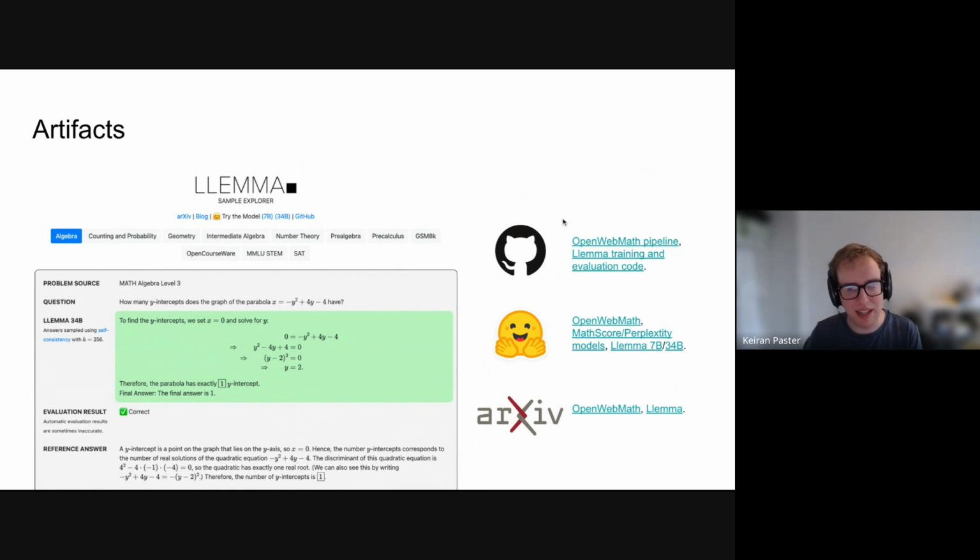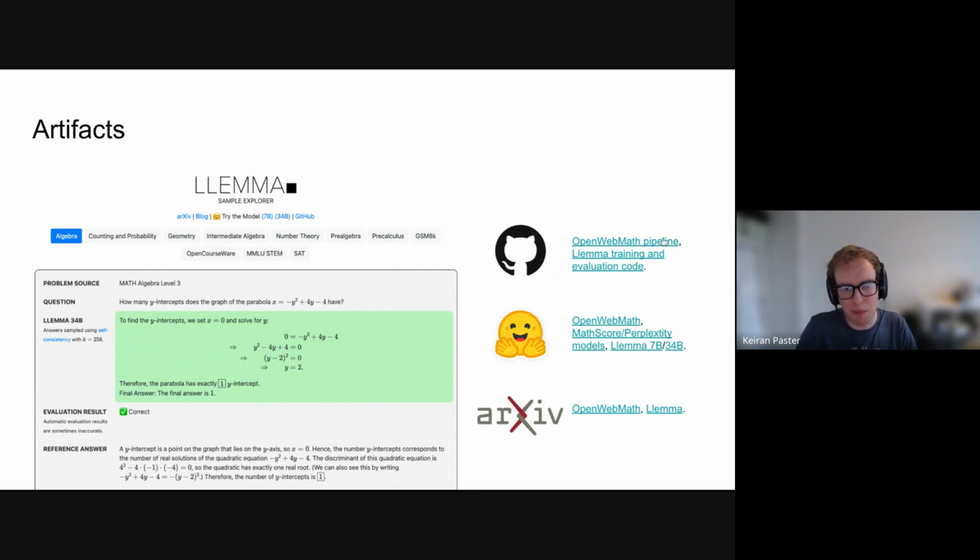And finally, our goal was to open source and bring the reasoning progress that was brought about in Minerva into open source, and show everyone exactly how you can make this.